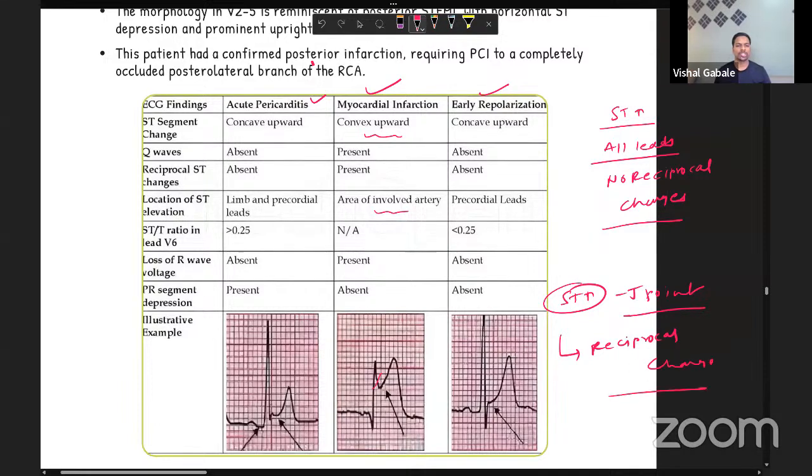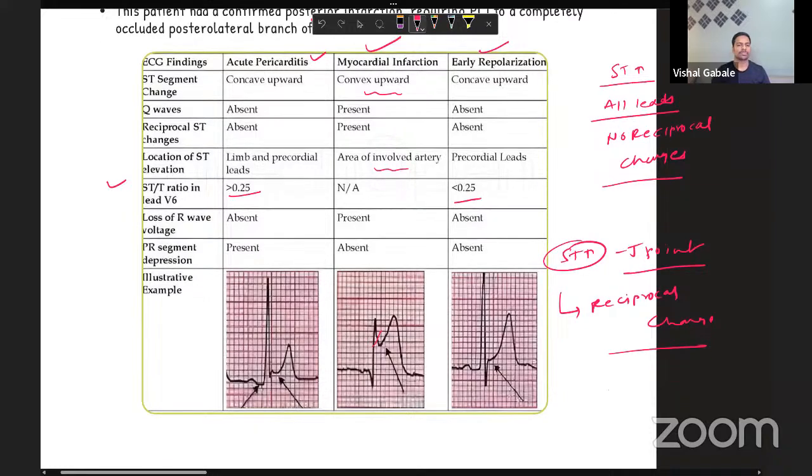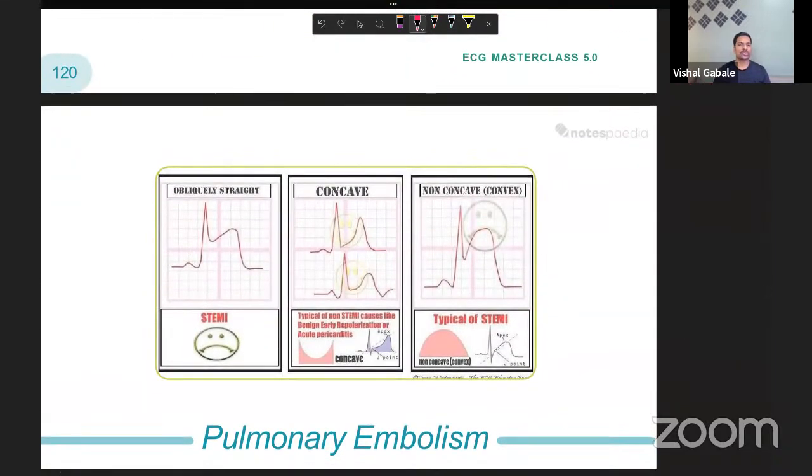Okay. So just remember that. And talking about the ST-T ratio, so ST segment to T wave ratio. So let's talk about this. So ST elevation to T wave ratio, here it is more than 0.25 and here it is less than 0.25. So that's one of the differential diagnoses that helps you to diagnose early repolarization versus acute pericarditis. Got it? So again, as you can see over here, it will be obliquely straight in case of myocardial infarction. All right. Then it can be concave and it can be non-concave. All right. So this is about the features you can see on the ECG in myocardial infarction.